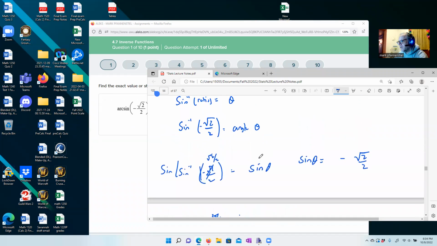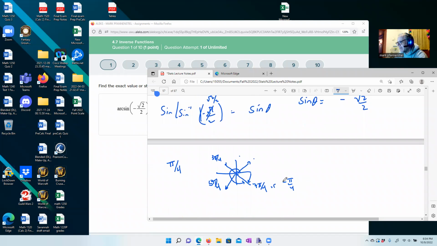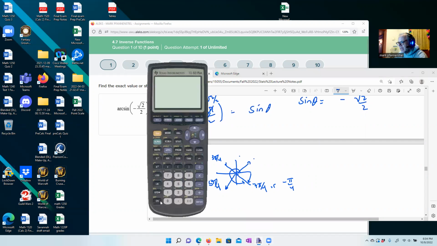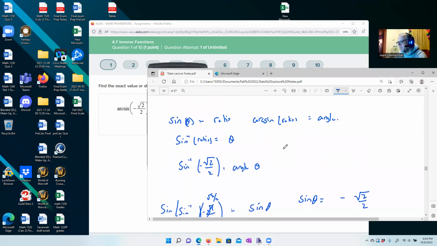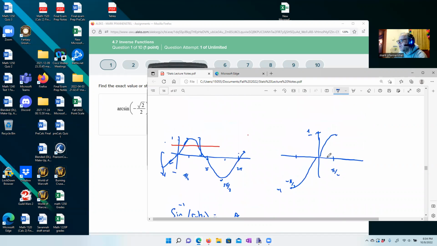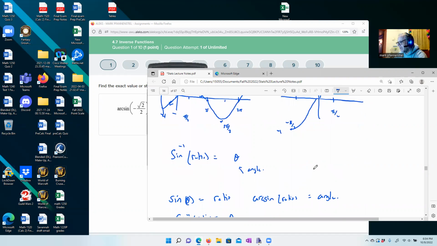So when we're doing this problem, we're going to expect to be getting negative 45 degrees or negative pi over 4. Sorry, we'll get to the calculator in just a second. What's the domain that we're restricting this to? We're taking this sine, so f of x has the domain negative pi over 2 to positive pi over 2, and then the range is negative 1 to 1.